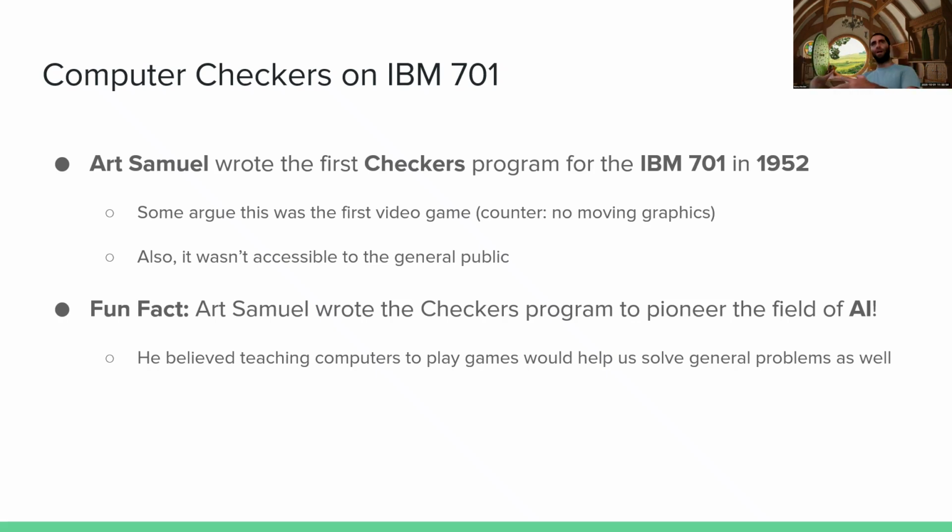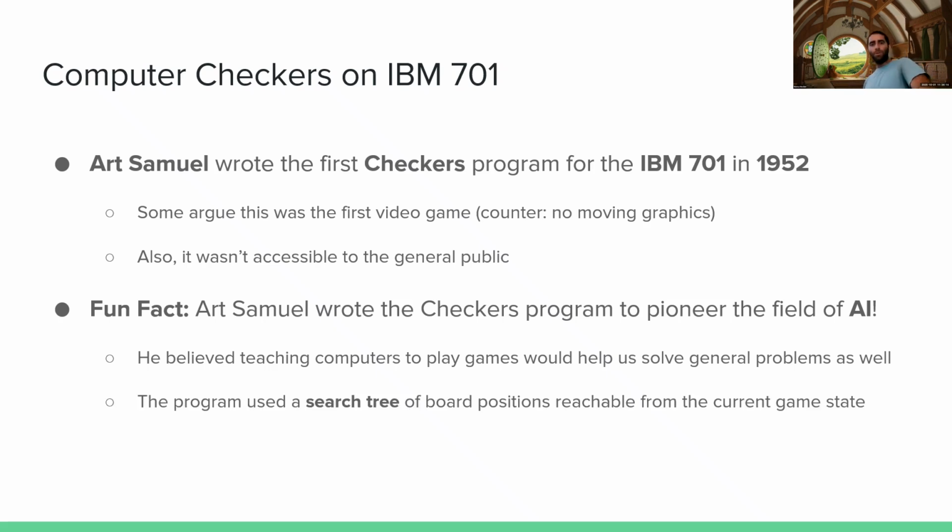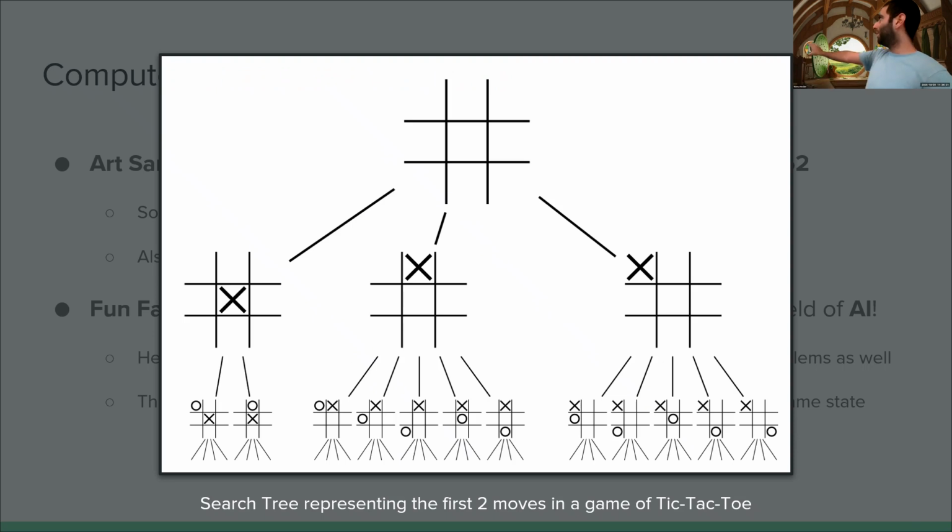A game is nice because it's well defined, there's a clear objective, there's a clear winning strategy, or maybe not even always a winning strategy, but at least a clear way of defining who has won the game. So he thought teaching computers to play games would help us with any general tasks that we might want to solve as well. The program used what's called a search tree of board positions that are reachable from the current game state. So in the program's logic, we encoded from a blank grid what some of the gameplays are. This is for tic-tac-toe, just to keep it simple, but imagine that for a game of checkers.